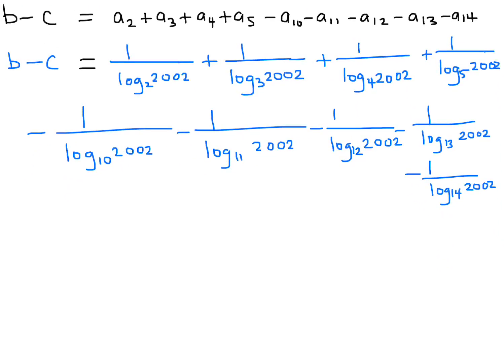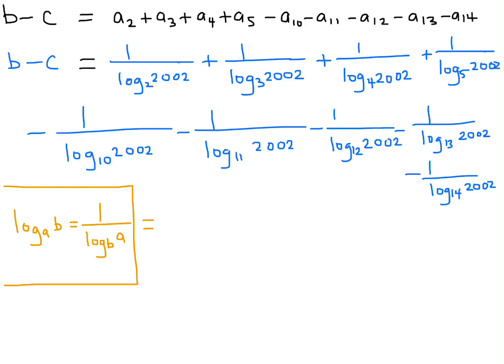Now there's a very important rule that is sort of the heart of this question. That is, if you have the log of b to the base a, it is the same as 1 over the log of a to the base b. So that will allow us to essentially flip all of these, get their reciprocals. So this first one, 1 over log 2002 to the base 2, becomes log of 2 to the base 2002, right? Exactly using that rule.